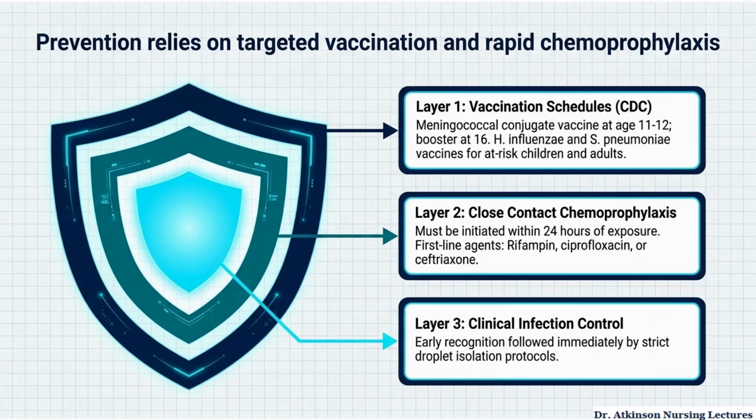Prevention is one of the biggest success stories in meningitis care. Vaccination against meningococcal, pneumococcal, and H. influenzae organisms has dramatically reduced severe infections. For close contacts, rapid chemoprophylaxis is critical and should ideally begin within 24 hours of exposure. And clinically, early recognition combined with strict droplet precautions helps prevent rapid spread within healthcare and community settings.